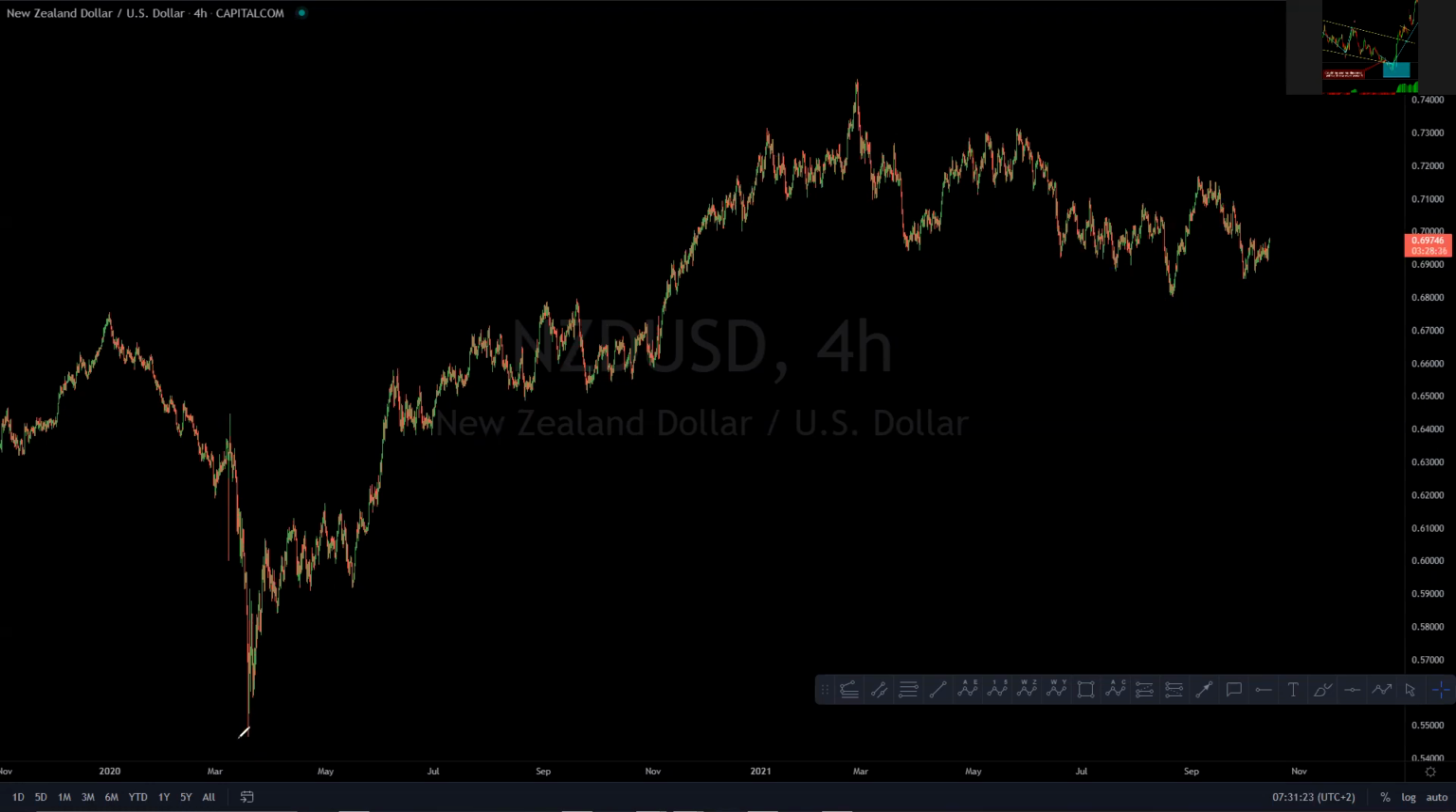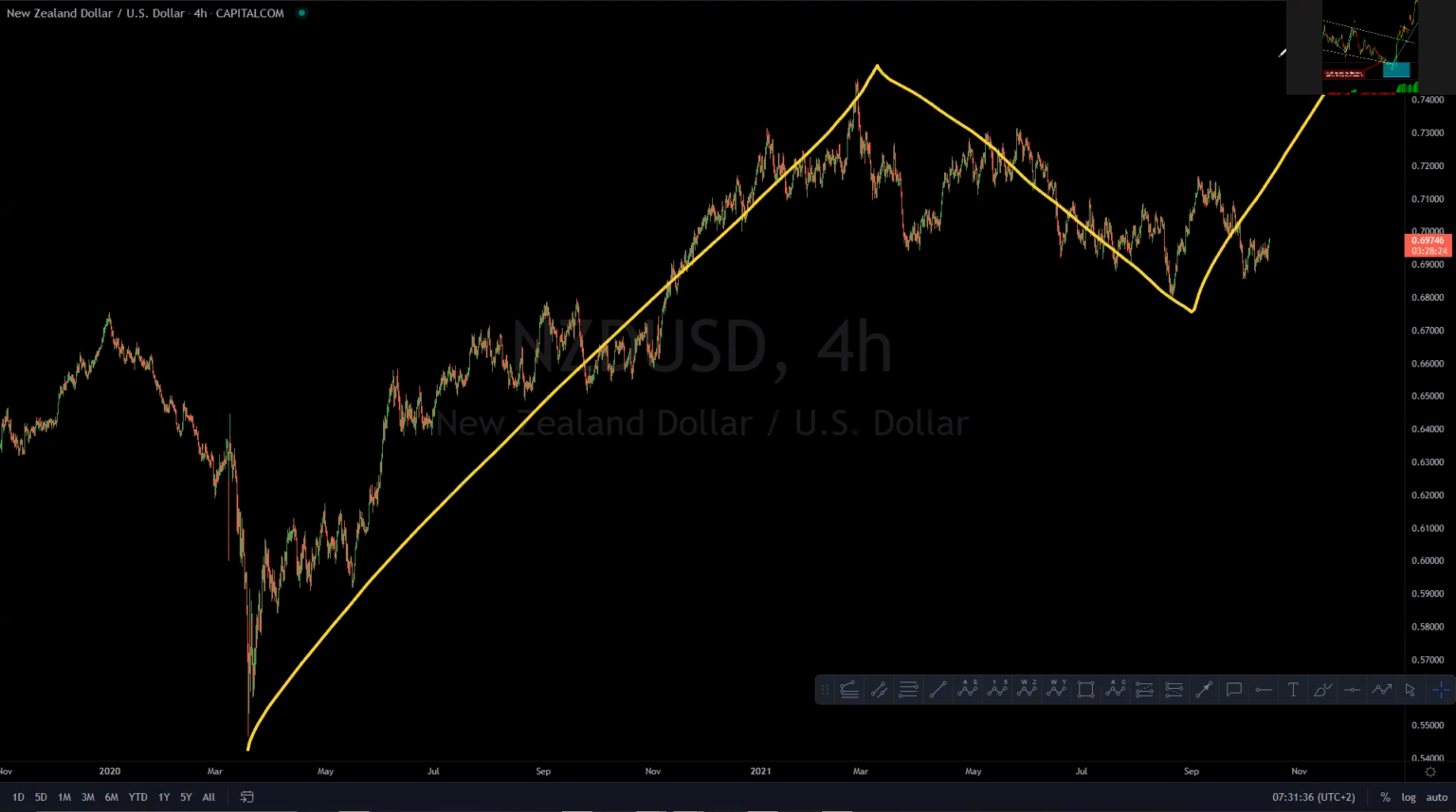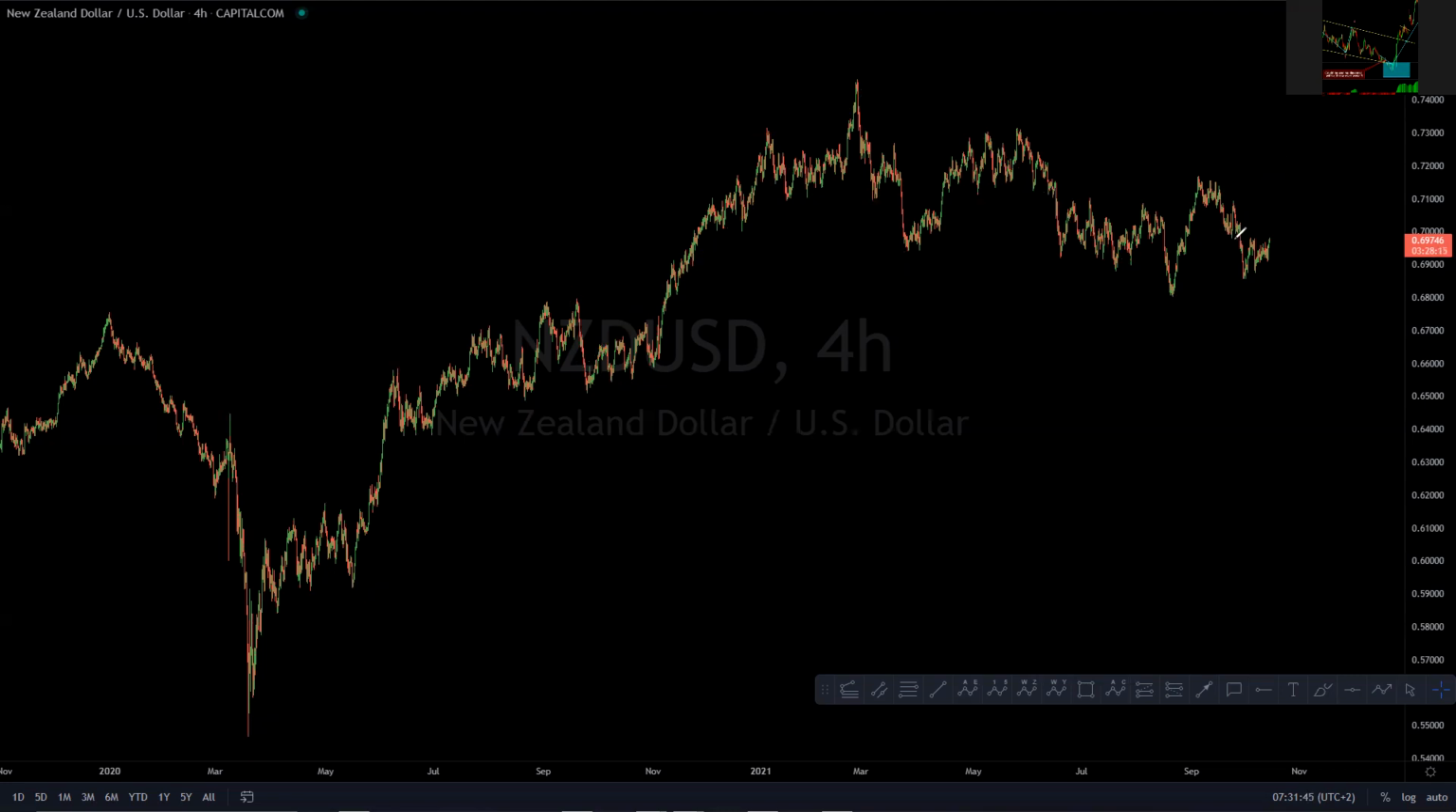One may also say this is a 1, 2, 3 W, that is an X and a Y, this being a W, that being an X in a larger degree, and that being a Y. It doesn't really matter. We know that the sequence is up to the upside since we've had a series of higher highs and higher lows, right? Now we're expecting more upside to come and break this peak here.